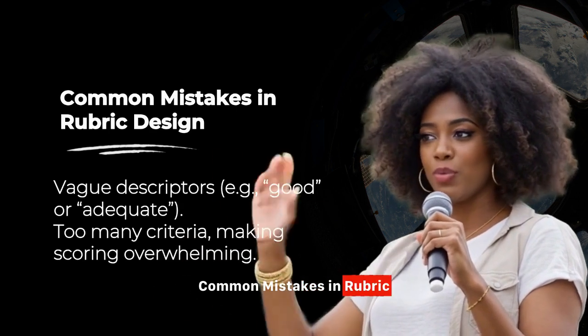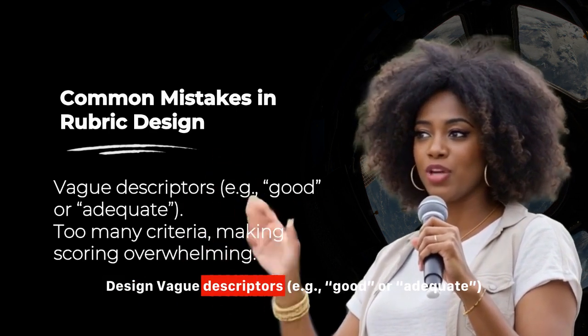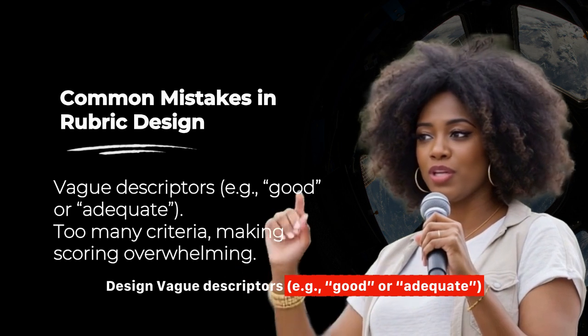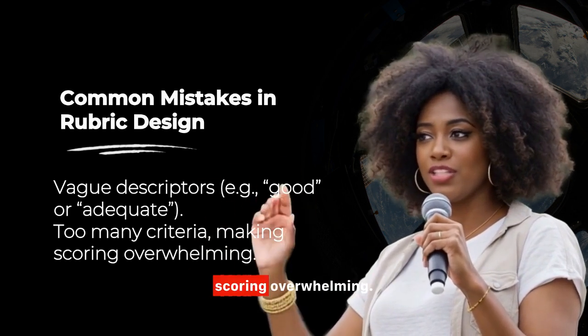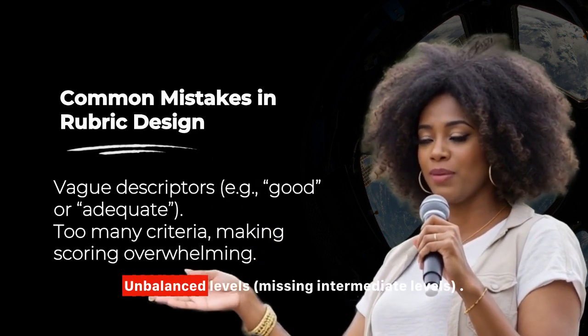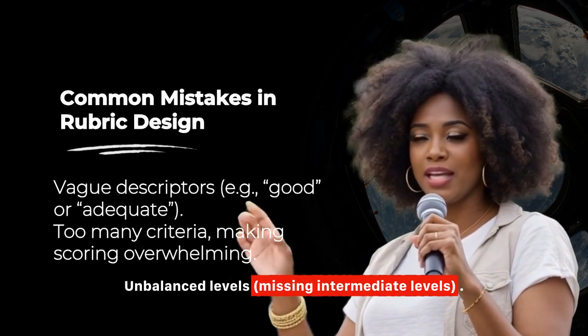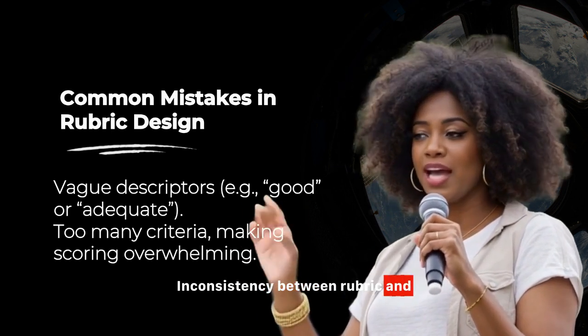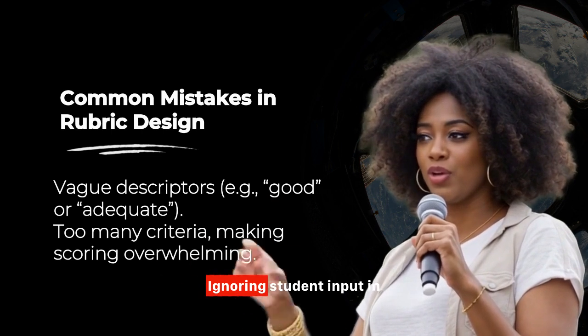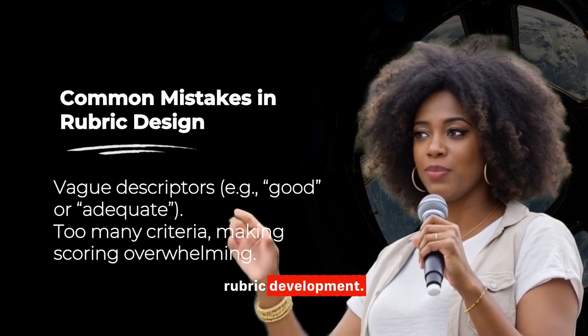Common mistakes in rubric design. Vague descriptors, e.g., good or adequate. Too many criteria, making scoring overwhelming. Unbalanced levels, missing intermediate levels. Inconsistency between rubric and actual task, ignoring student input in rubric development.